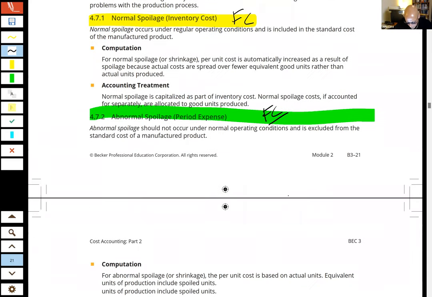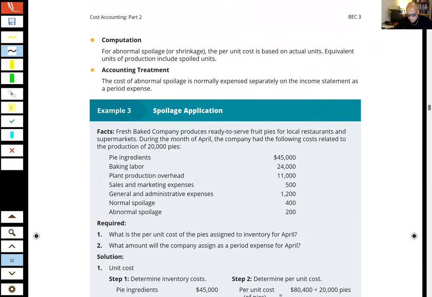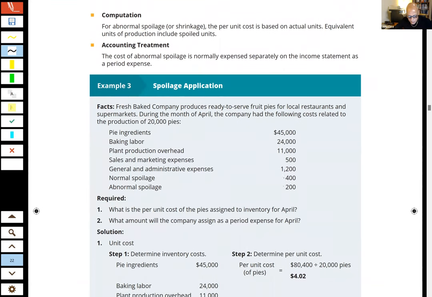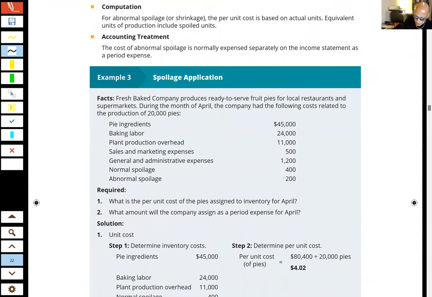That's the main thing I want you to flashcard, but just look at this example. We have these pies that we're making. I always hate when they use food examples and I'm hungry. But we have these pies, 20,000 pies that we're making, and they want us to figure out what the cost per pie is.